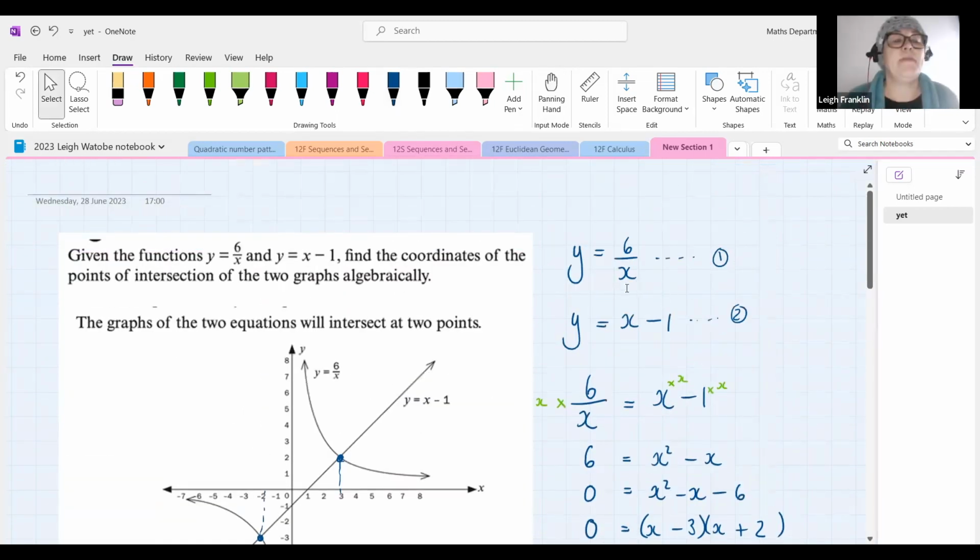How do we feel about that? Grade 11s, is that fairly straightforward? Are we happy? Any questions?